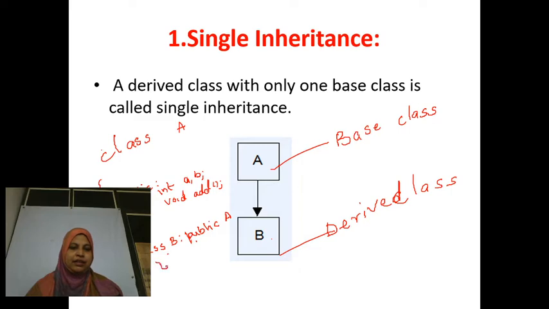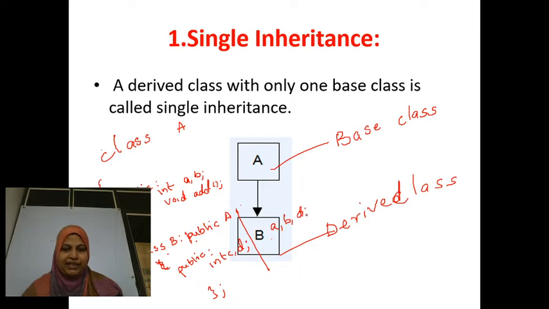Open the braces. Now I am going to declare two variables, c comma d. Now this class B consists of how many variables? See here, the variables which are present in class A are going to be present in class B. Now class B consists of a, b, c, d variables. Next, one member function, that is void add.